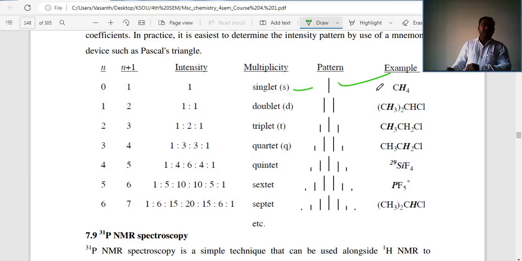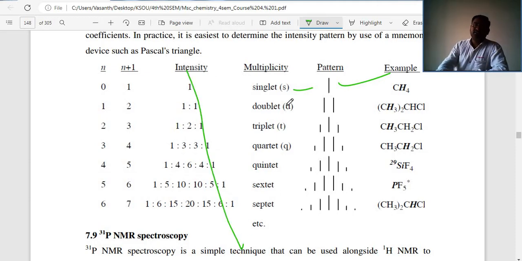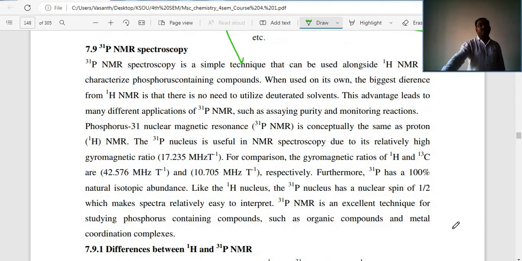The following n value and n plus value is variation, the intensity is also variation, the multiplicity is also variation, the pattern is also variation, etc.